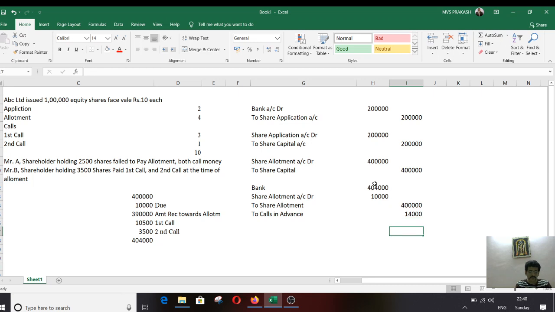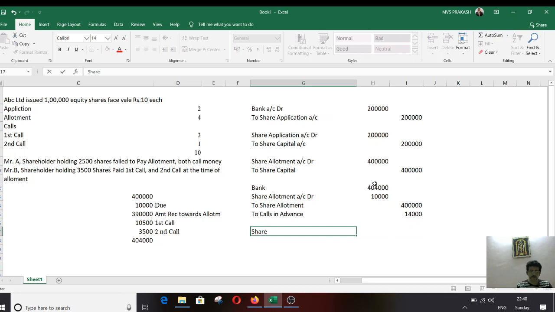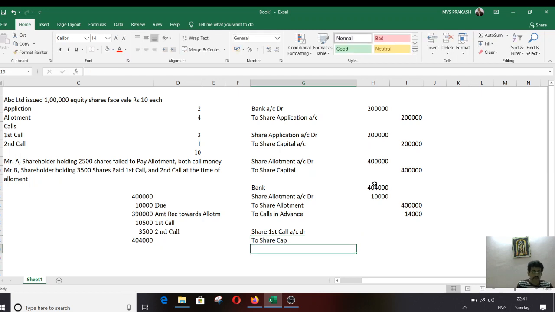Now this part is done. Then it is a due of your share first call. So ultimately income accrued but not received. Share first call account I will debit. Share first call account will be debited, to share capital account will be credited.